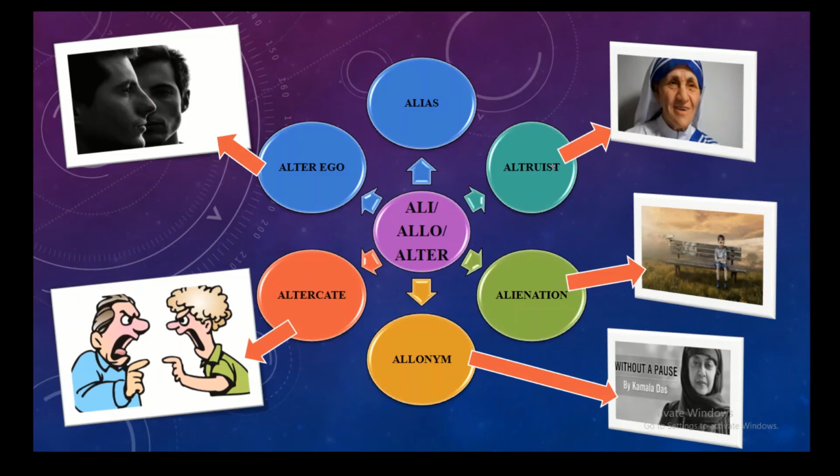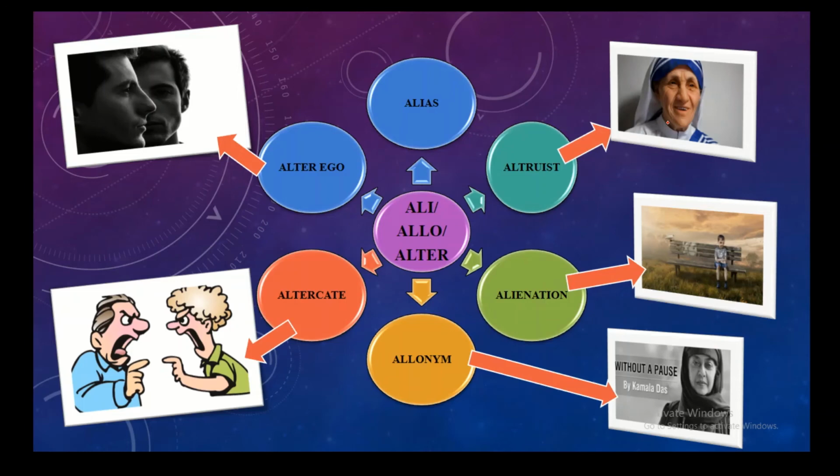Now come to next one. Altruist meaning a person unselfishly concerned for or devoted to the welfare of others. That is altruist. Okay, so see in this picture, I have kept Mother Teresa's picture here. She is the best example. I think nothing to explain about Mother Teresa. Everybody knows. So this is selfless service. This is the example of altruist.